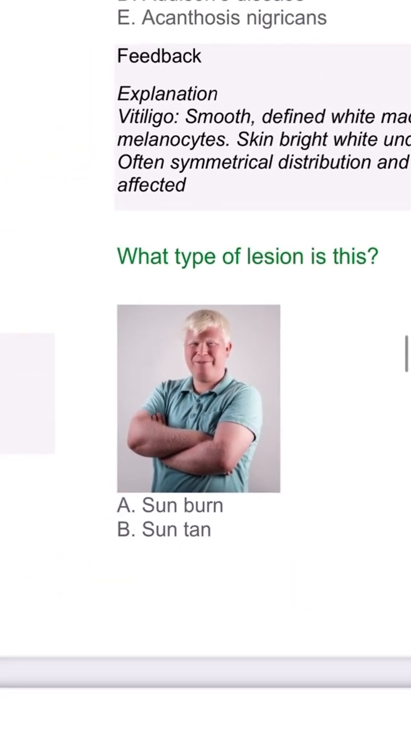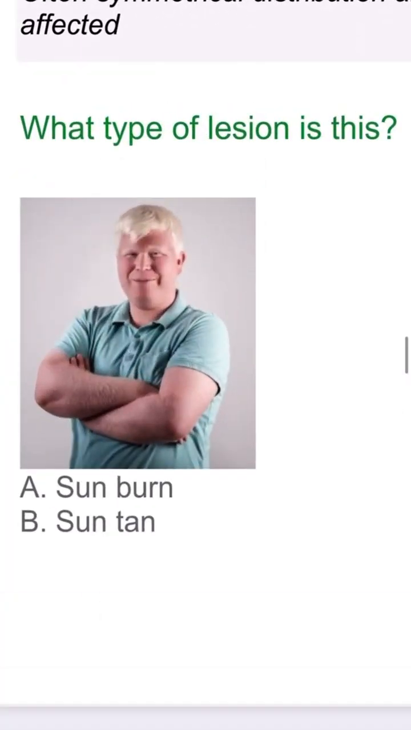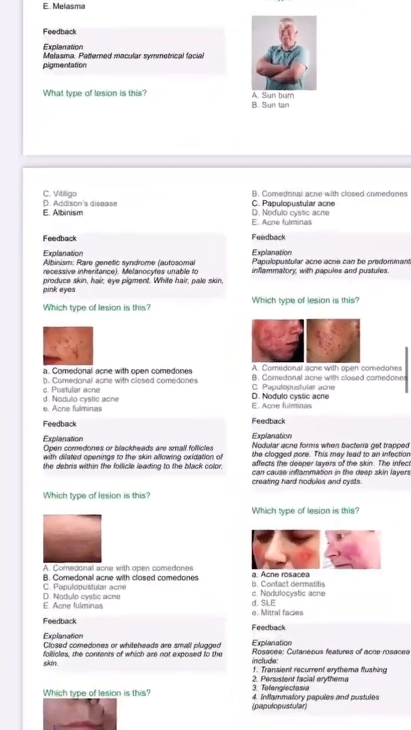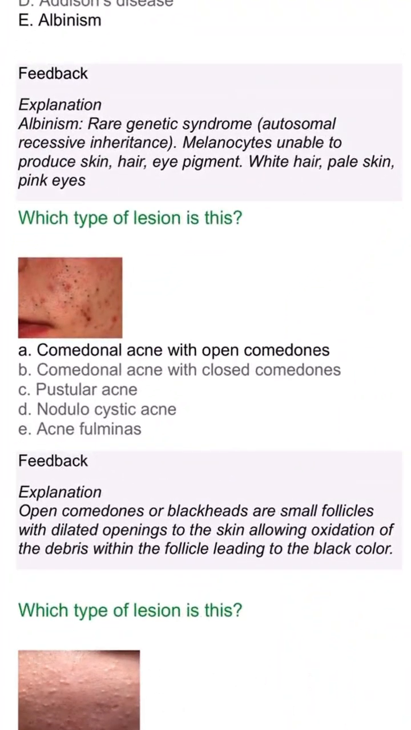What type of lesion is this? So this is albinism. In albinism, a rare genetic syndrome with autosomal recessive inheritance, melanocytes are unable to produce skin, hair, and eye pigments: white hair, pale skin, and pink eyes.